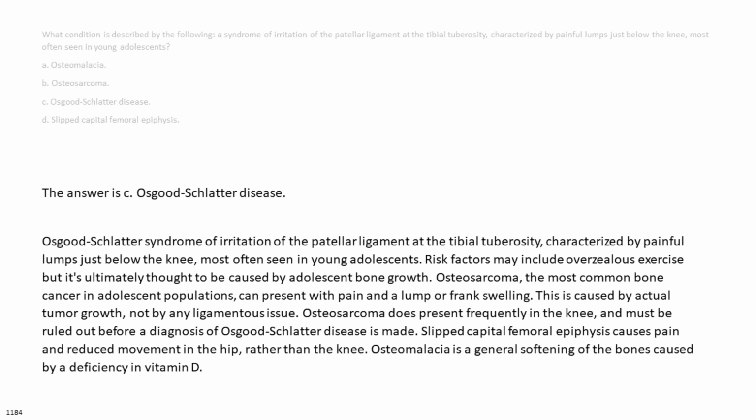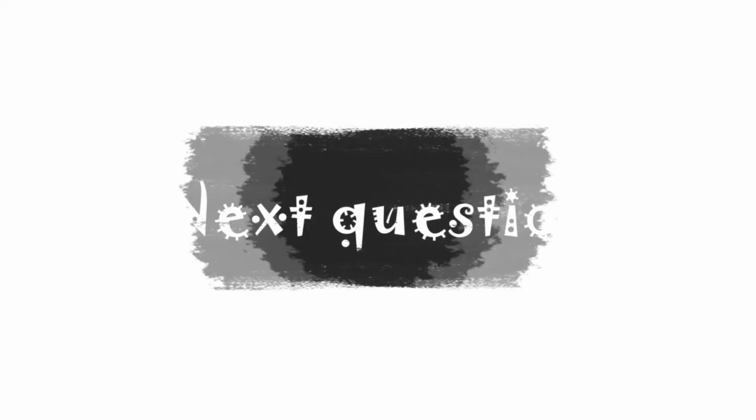Osteosarcoma, the most common bone cancer in adolescent populations, can present with pain and a lump or frank swelling. This is caused by actual tumor growth, not by any ligamentous issue. Osteosarcoma does present frequently in the knee, and must be ruled out before a diagnosis of Osgood-Schlatter disease is made. Slipped capital femoral epiphysis causes pain and reduced movement in the hip, rather than the knee. Osteomalacia is a general softening of the bones caused by a deficiency in vitamin D.